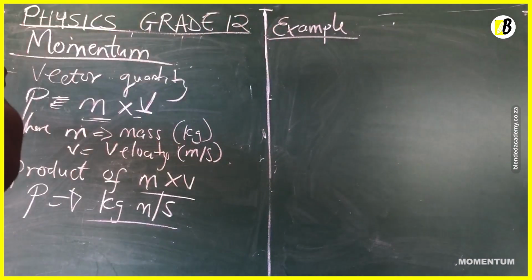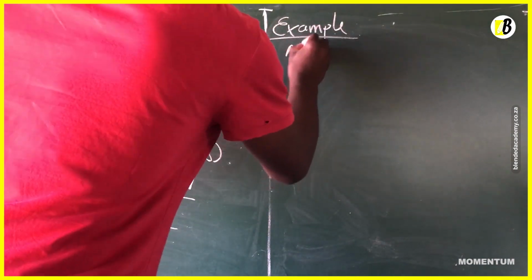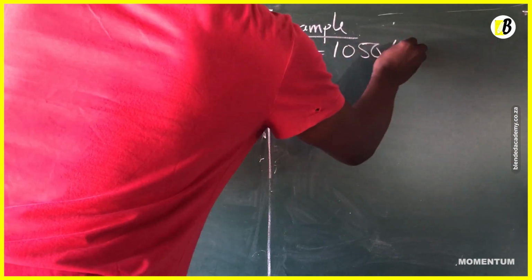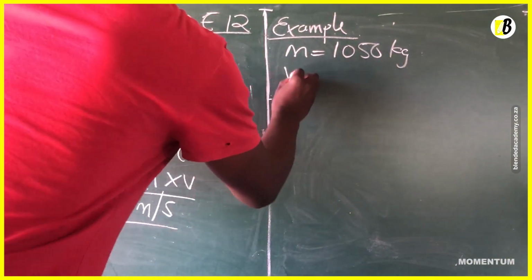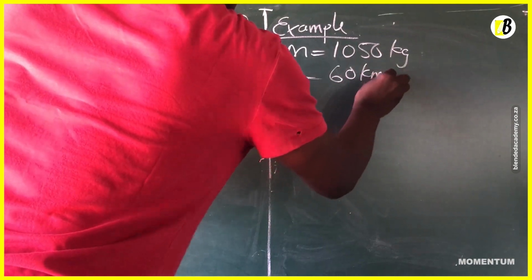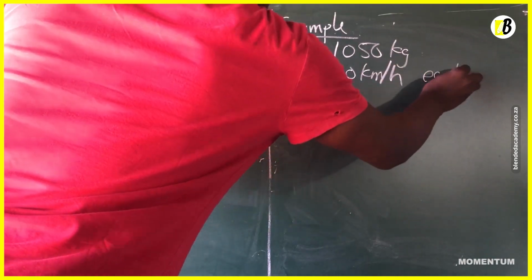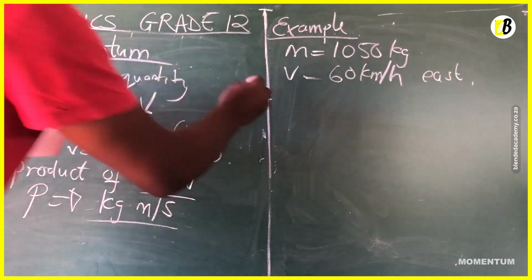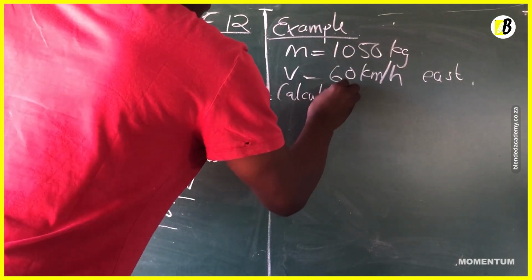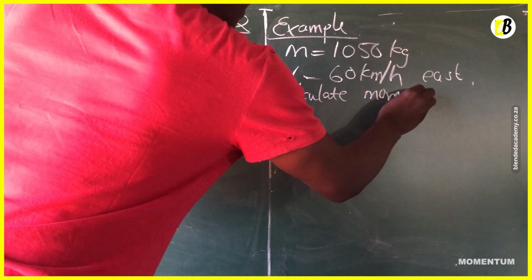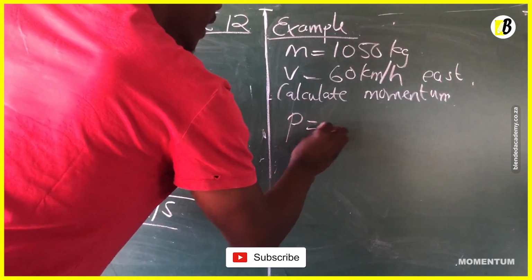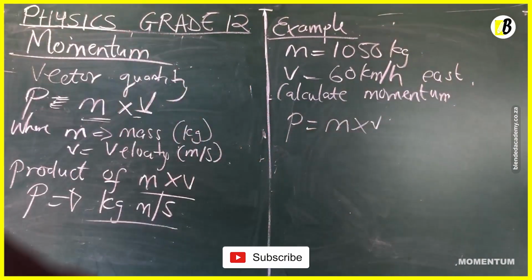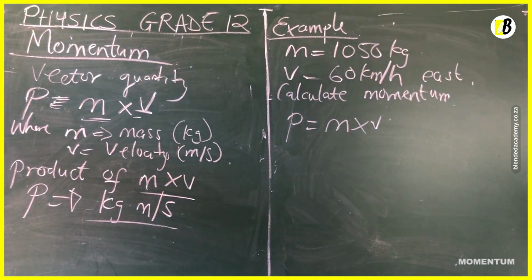Well, in the first example, you're given a car or a vehicle with a mass of 1,050 kilograms. That's the mass of the vehicle that you're given here. And then it's traveling east at a speed of 60 kilometers per hour, in the east direction. So you need to calculate the momentum of this vehicle. So now we know that momentum is given by mass multiplied by velocity.